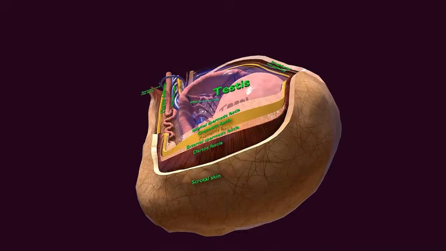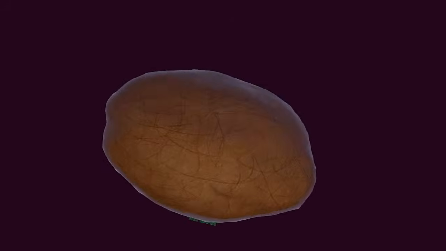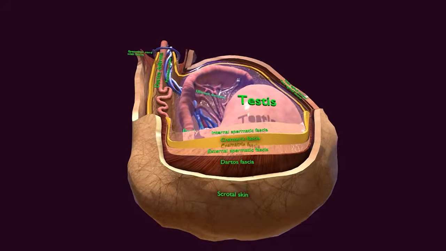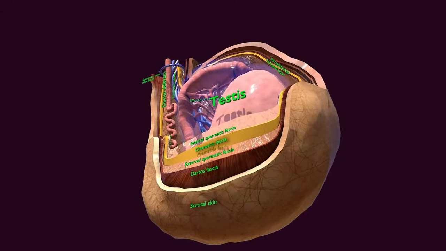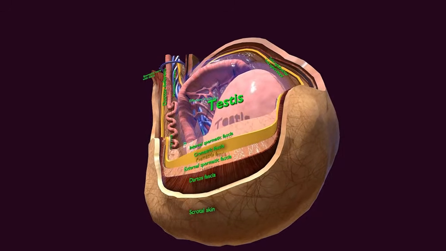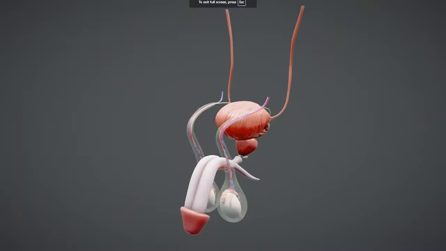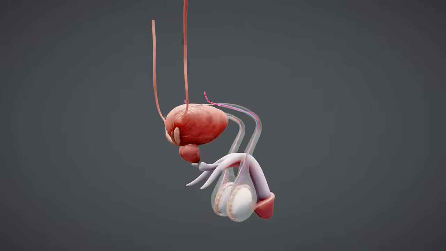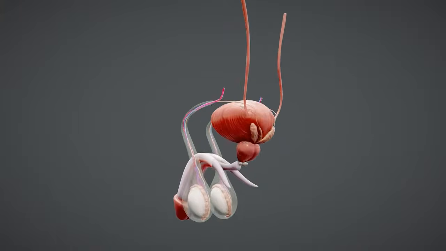Scrotum. The scrotum is a sac that houses the testes and maintains a temperature lower than the body's core, essential for sperm production. It contains muscles like the cremaster muscle, which help regulate the distance of the testes from the body based on temperature. So in conclusion, the male reproductive system is not only essential for reproduction, but also plays a significant role in overall male health and vitality.